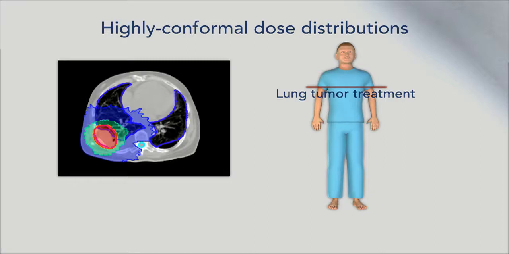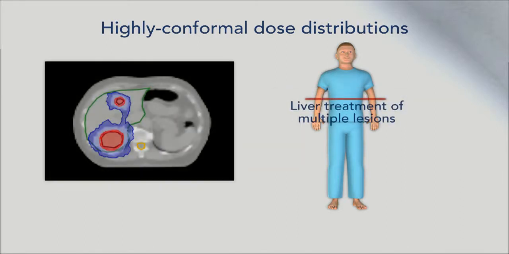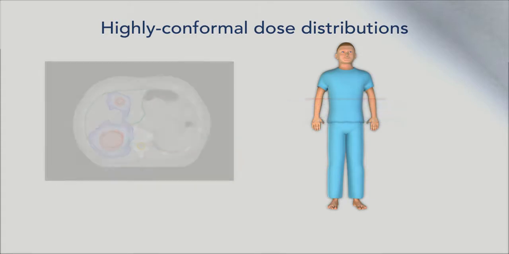Here, a tumor in the pleura surrounding the lung is covered by a highly focused dose distribution that steers sharply away from the cord. Two or more tumors can also be treated simultaneously with TomoTherapy.